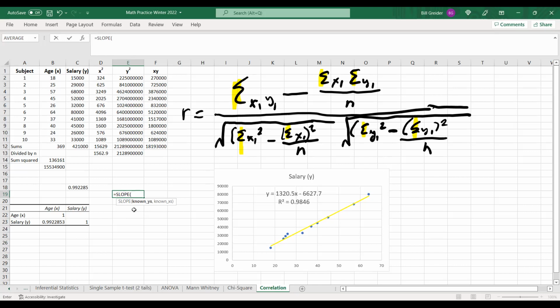So it's asking me for the known Y's. So I'm just going to highlight those. And then it tells me to put a comma in. And then it's asking me for the known X's. And I hit enter, and I get 1320, which is right here. I just got that formula, right? Just by making the graph, and clicking on add formula. I just want you to know where that 1320.5 came from.